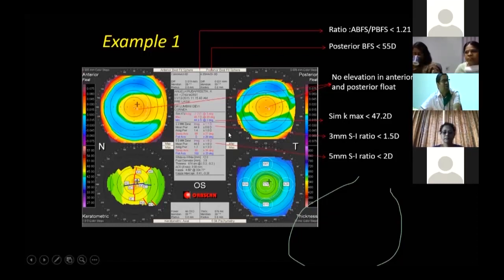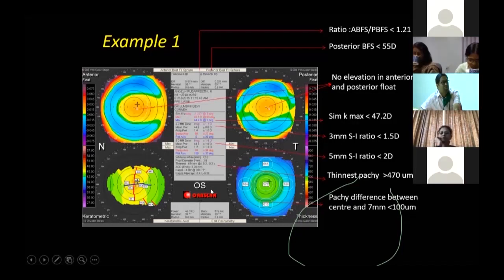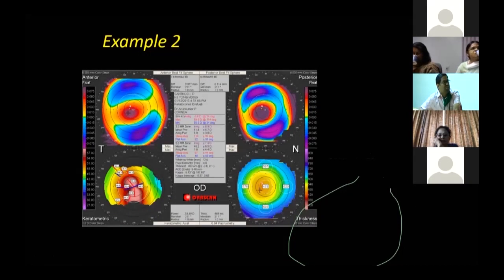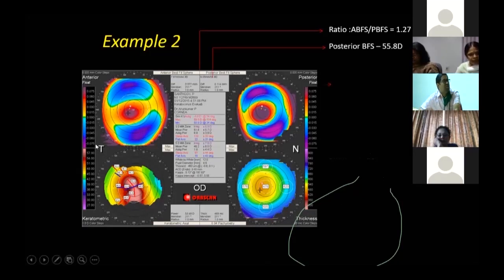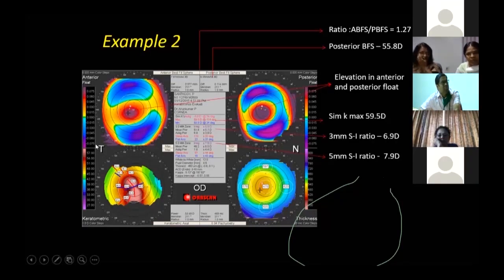The 3 millimeter zone SI ratio is less than 1.5. At the 5 millimeter zone, the ratio is less than 2 diopters. The thinnest pachy is here, 574. The pachy difference between the center and the 7 millimeter is less than 100. And then there is absence of any asymmetric bow tie. Similarly, in the second example, you can see the abnormality. Here you can see all the abnormalities as we go ahead step by step.